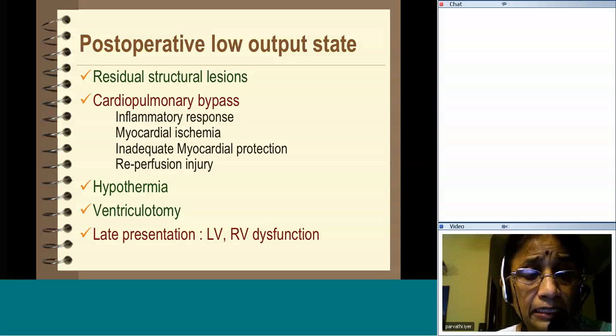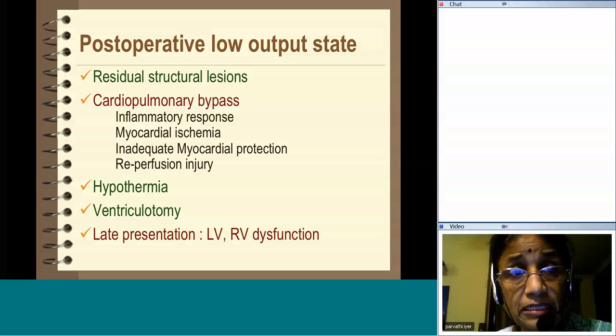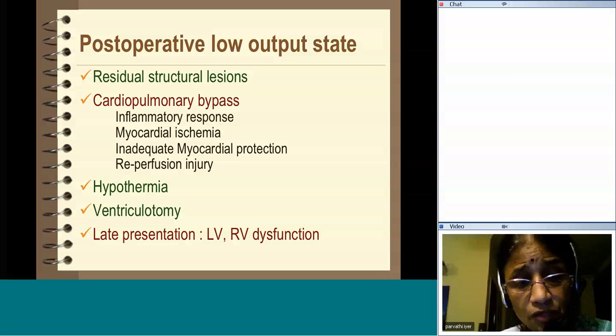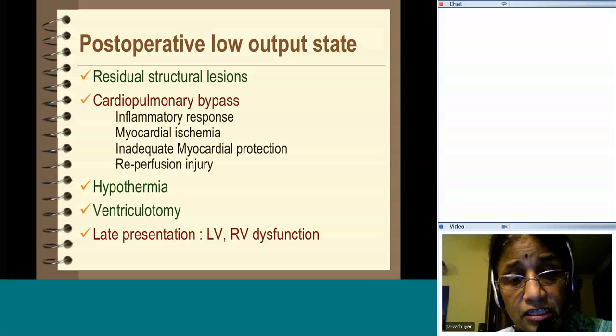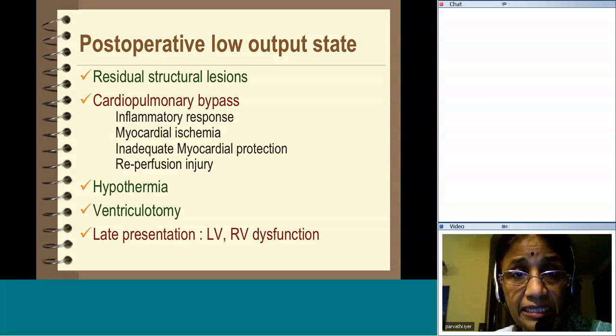Similarly, hypothermia and ventriculotomy: the larger the ventriculotomy, the greater the frequency and incidence of postoperative low output state. Those children who present late, and this is of particular relevance in our country, that is, if you have pre-existing left ventricular or right ventricular dysfunction or biventricular dysfunction, the incidence as well as intensity and magnitude of low cardiac output is further intensified in the postoperative period.